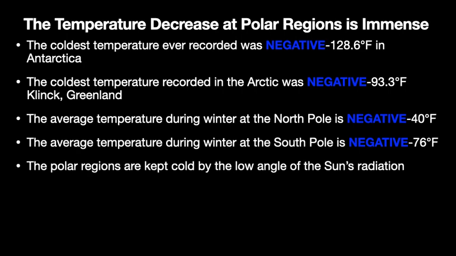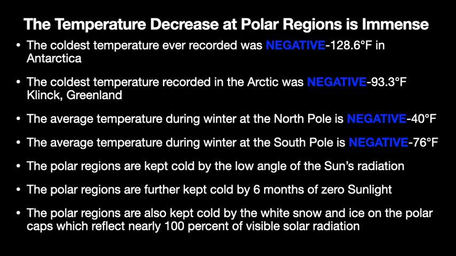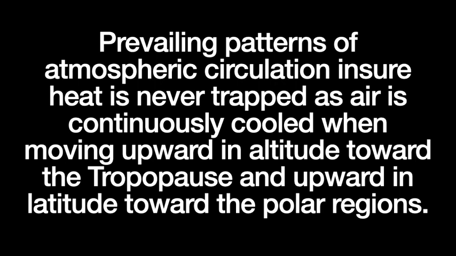So, the polar regions are kept cold by the low angle of the sun's radiation. The polar regions are further kept cold by 6 months of zero sunlight. The polar regions are also kept cold by the white snow and white ice on the polar caps, which reflect nearly 100% of the visible solar radiation. Prevailing patterns of atmospheric circulation ensure heat is never trapped, as air is continuously cooled when moving upward in altitude toward the tropopause and moving upward in latitude toward the polar regions.